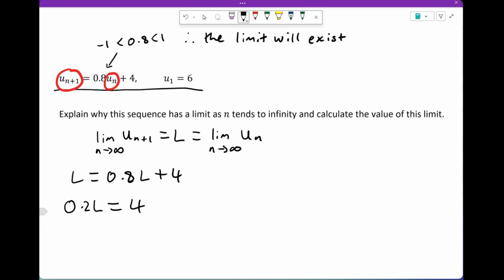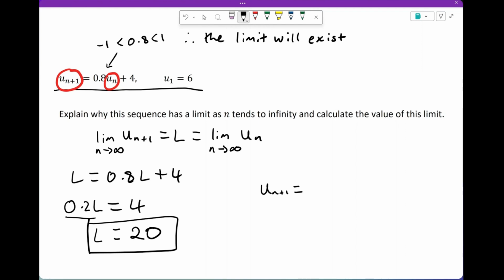And then we just need to divide by 0.2. So we would get L is equal to 20. So the limit of our sequence is 20. And you could have found that using the calculator. However, this method is going to be much faster. So for the basic scenarios we've been looking at, where u_n+1 is equal to some value multiplied by u_n plus some other value, where the multiplier is a value between 1 and -1, you should always be able to find the limit with this method.